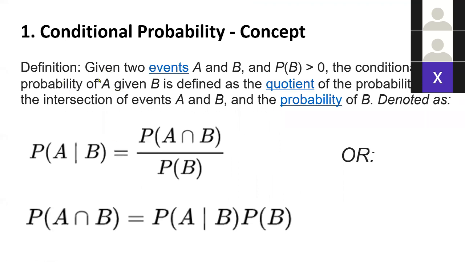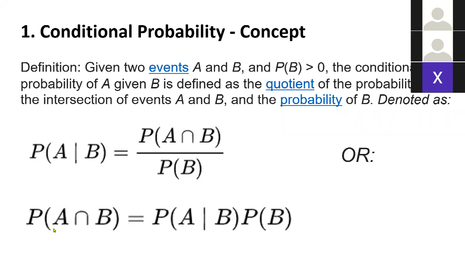Okay, by definition, given two events A and B, and the probability of B is more than zero, the conditional probability of A given B is defined as the quotient of the probability of the intersection of events A and B, and the probability of B, denoted as the probability of A given B is probability of A intersect with B divided by the probability of B.